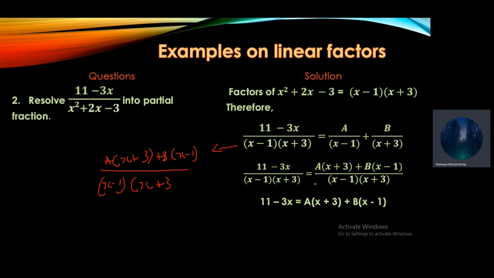Now, since these denominators are equal, they cancel out, right? Remaining our numerators, which is 11 minus 3x equals a into x plus 3 plus b into x minus 1. Let's continue.